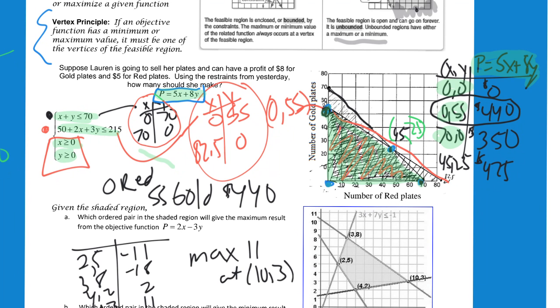You get 425. So which will give us the most profit? Well, that would be if she makes 0 red and 55 golden. So what I'll look for when you're doing this is, did you label your x-axis? Did you label your y-axis?